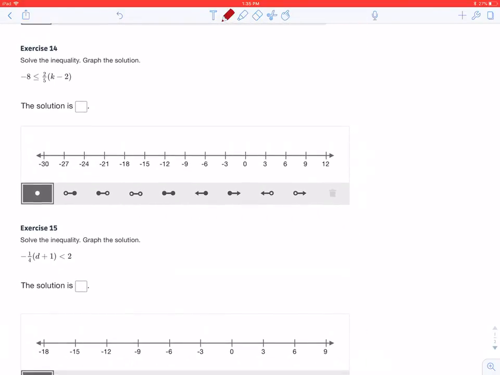For exercise 14, this is the one where I'm saying it's going to be a lot easier to just get rid of the number outside of the parentheses first. So let me show you how to do that. You've got -8 is less than or equal to 2/5 times the quantity of k minus 2. Now, what you could do is distribute that 2/5 into k minus 2. But what you can do instead is get rid of that 2/5 first.